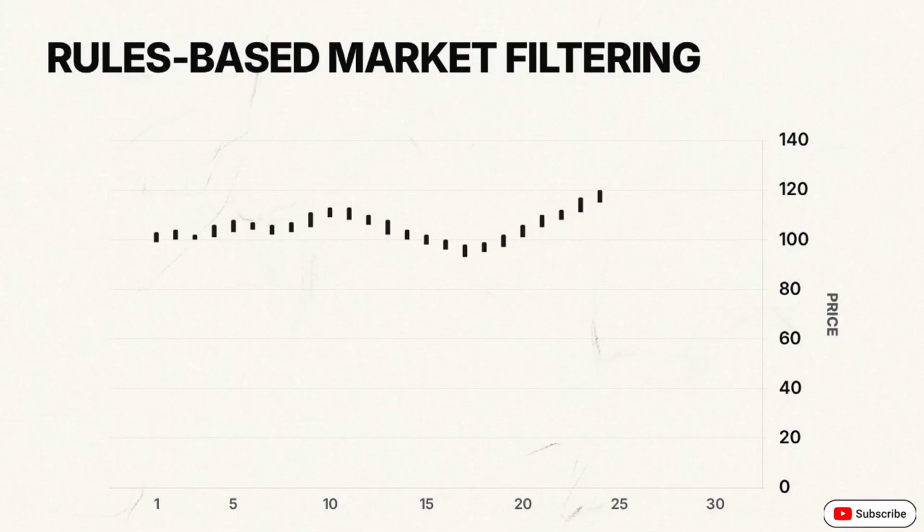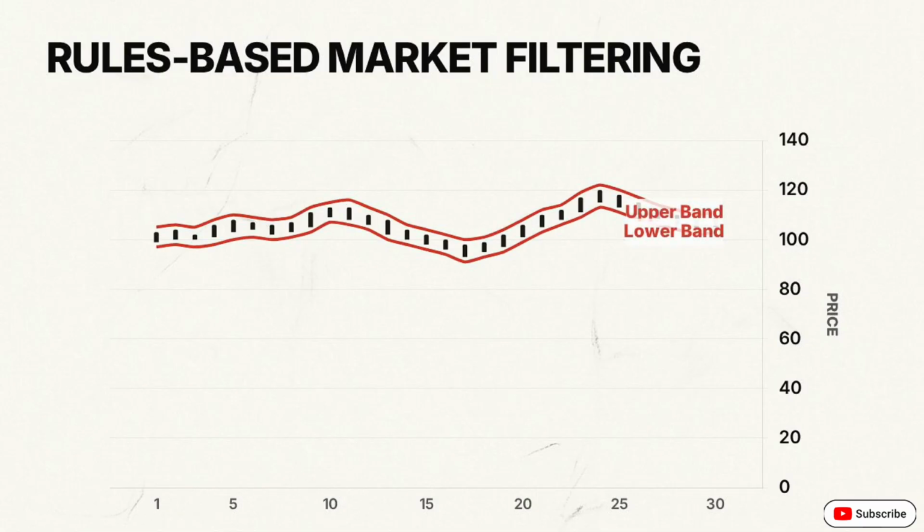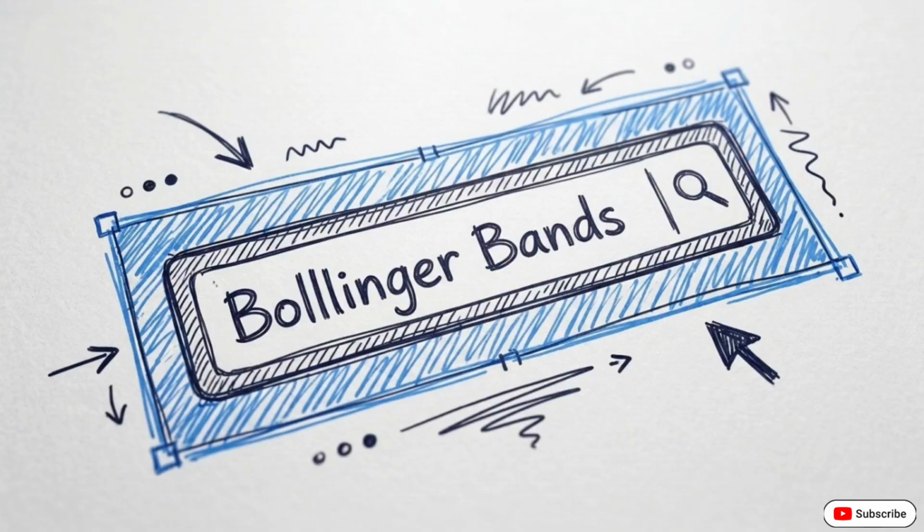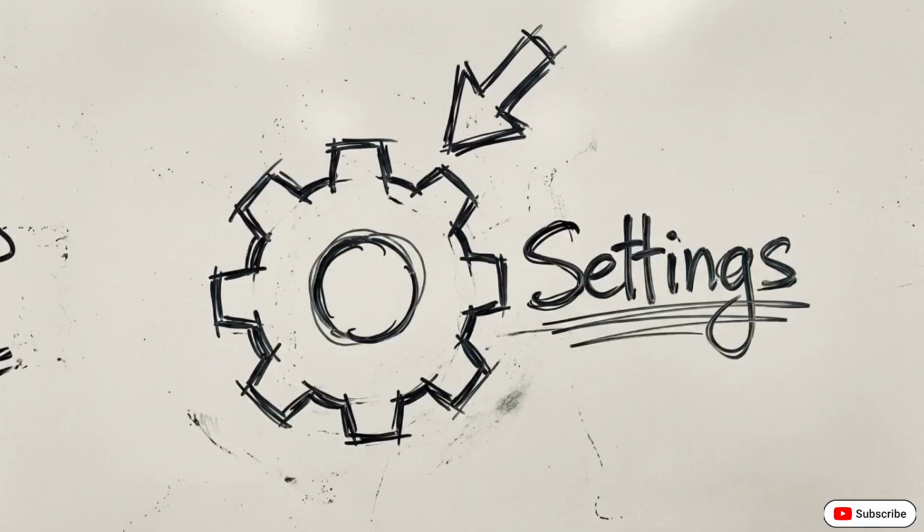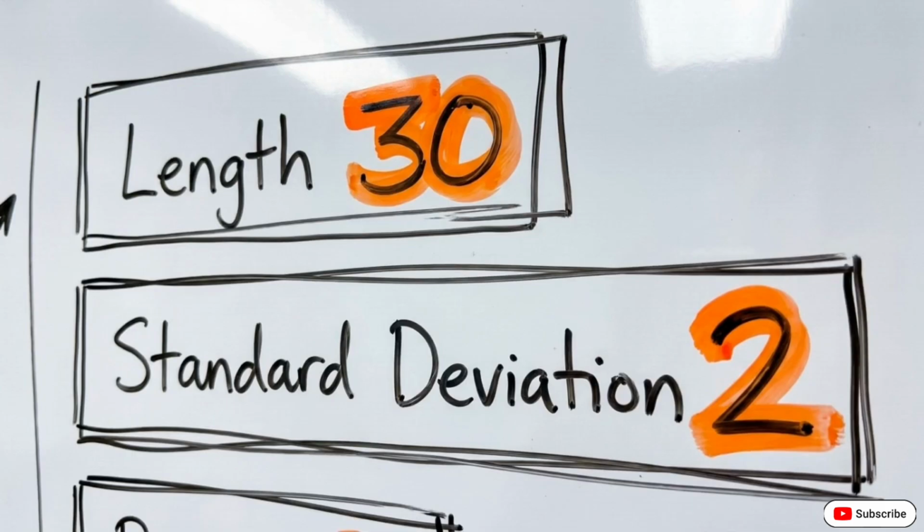By pairing these two indicators, you can define a rules-based environment where market movements are filtered through specific mathematical thresholds. First, open your Indicators tab, type in Bollinger Bands, and add them to your chart. The default settings need to be adjusted for this strategy. Open the Settings menu, change the length to 30, and keep the standard deviation at 2.